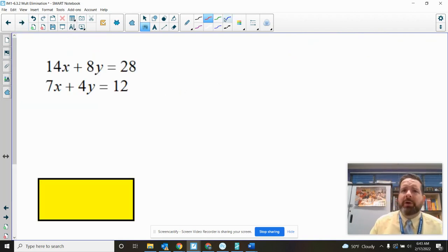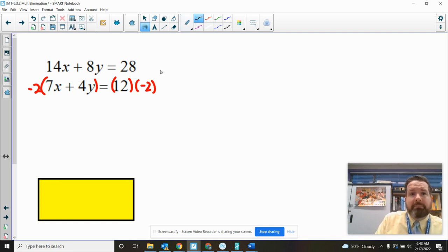Don't forget to always check and see if you can multiply just one equation, because if you can, that's typically the easier way. So I'm checking, is there an easy way to turn a 7 into a 14? There is. I can multiply by 2. Specifically a negative 2.